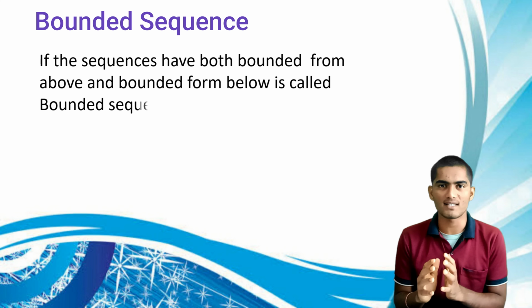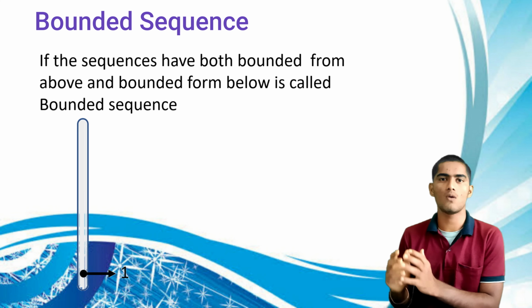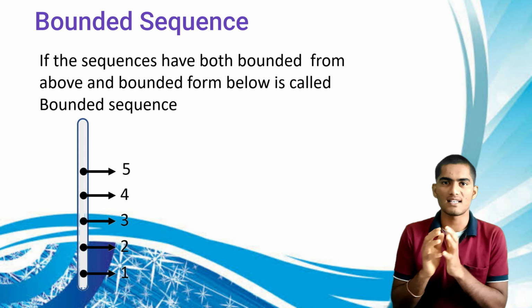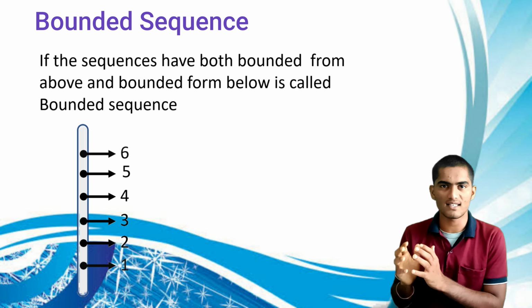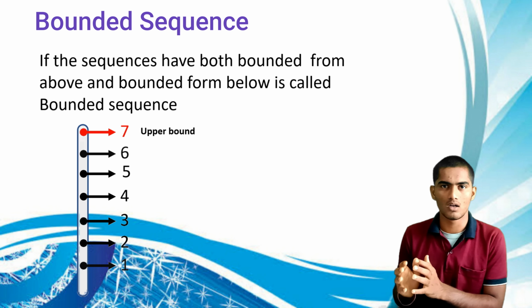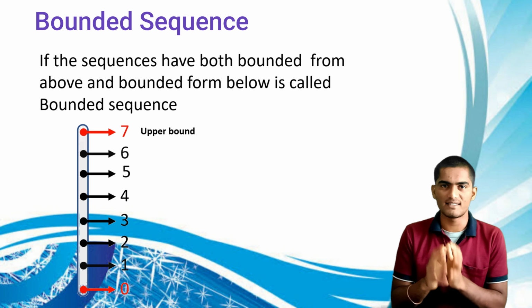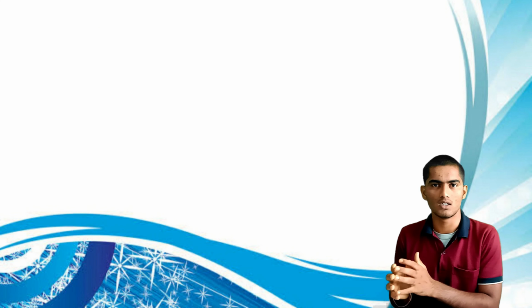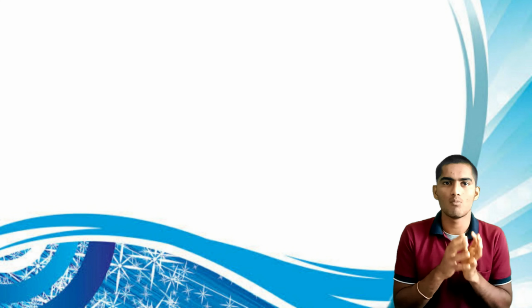For example, sequence 1, 2, 3, 4, 5 and 6. Here the sequence is less than 7. An is less than 7. 7 is the upper bound and An is greater than 0. 0 is the lower bound. This sequence is both bounded from above and bounded from below. Then this sequence is said to be bounded.